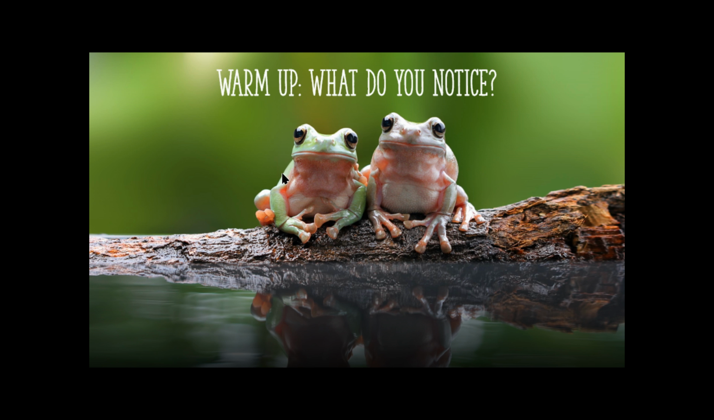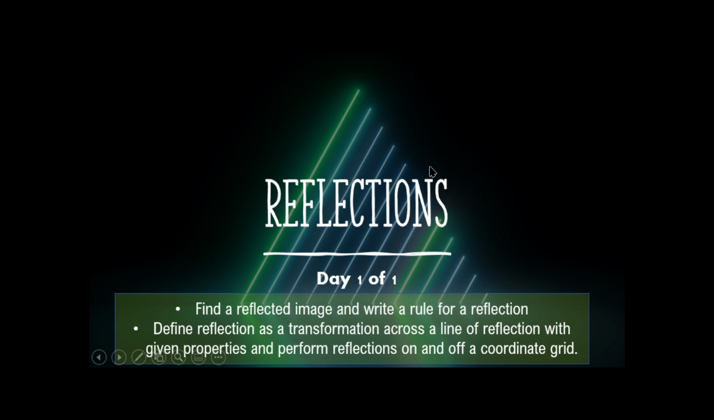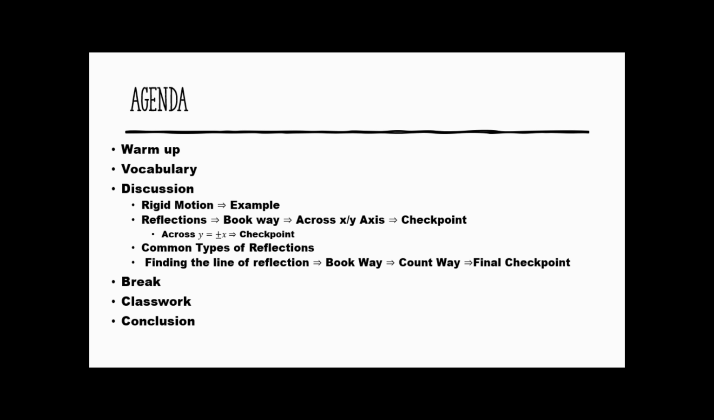For what we're going to be talking about today is reflections. We want to find the reflected image and write the rules of reflection. You can see the objectives today right at the bottom in the highlight area. That's our objectives down below, and it's day 1 of 1. So we're only spending 1 day in here before we're continuing on.